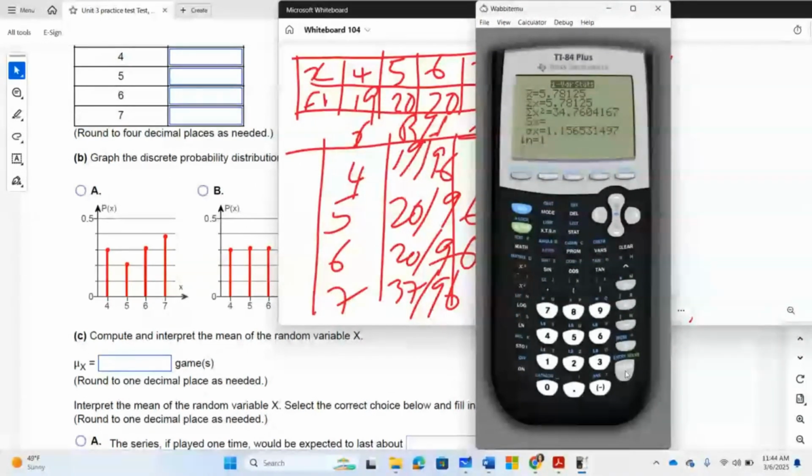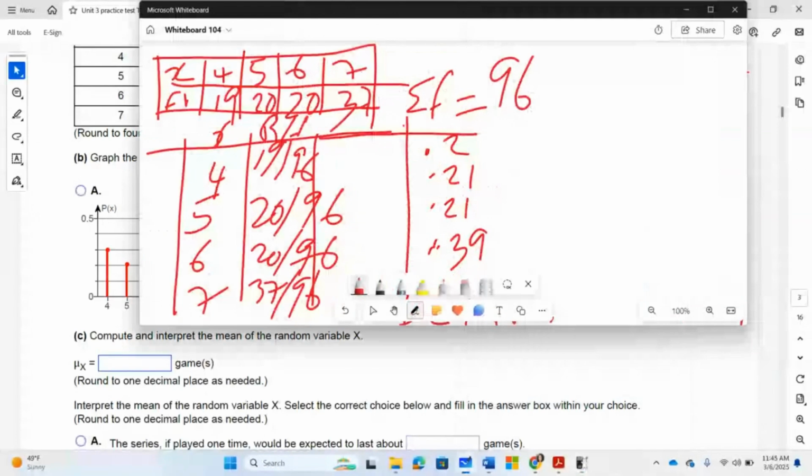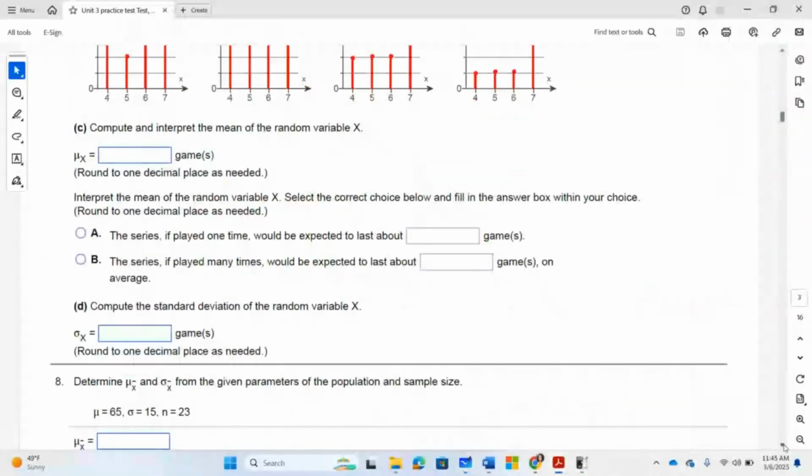Also, if they tell me to find the variance, I will square the standard deviation. Okay, so this is how you can solve a discrete probability distribution problem.